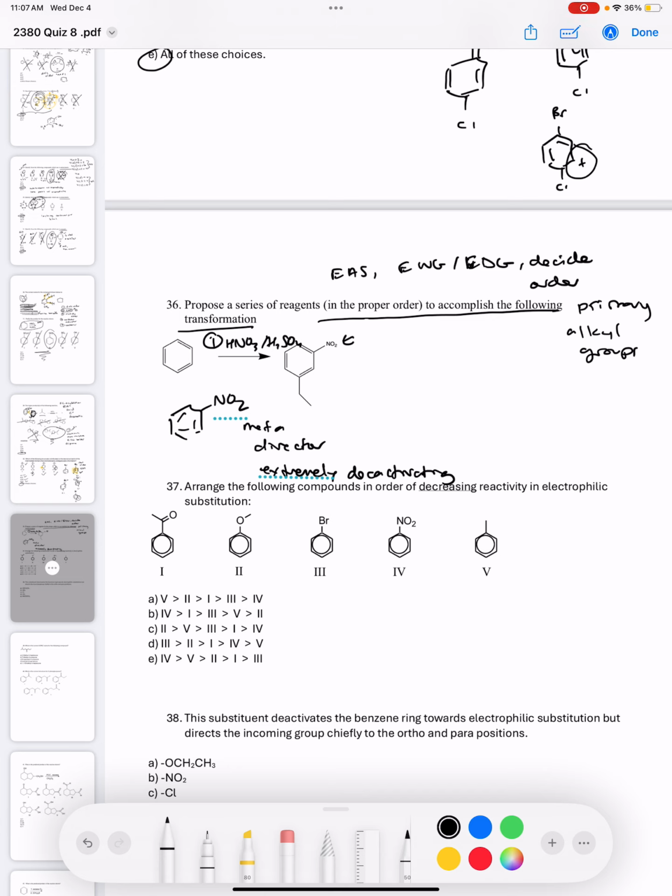The next thing we would do would be to try to get this added on. But if you remember Friedel-Crafts alkylation, they have to form a carbocation. And primary carbocations don't last, they'll undergo rearrangement.